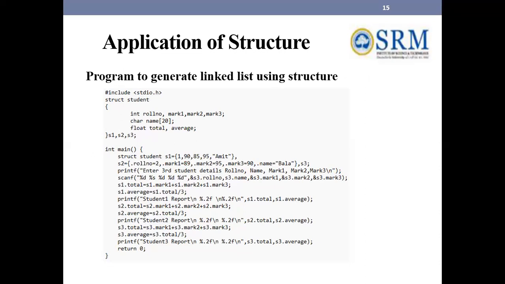Then, a program to generate a linked list using structures. A structure can be used in a normal program or it can be used with a pointer. I'm defining one structure student with four variables of integer, one variable of character and two variables of float. I'm creating structure variables for 3 students: S1 for the first student, S2 for the second student, S3 for the third student. Again, we are using the same method, and the thing is how we are creating them using pointers.